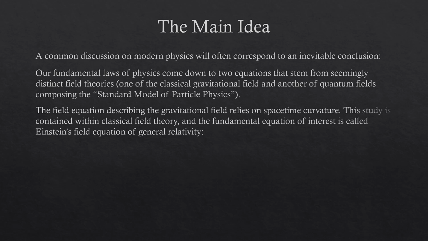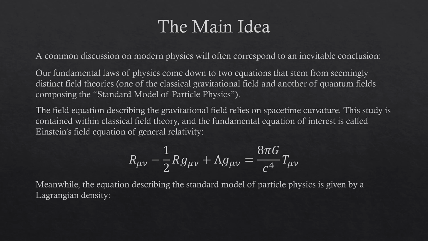The field equation describing the gravitational field relies on space-time curvature of a pseudo-Riemannian manifold. This study is contained within classical field theory, and the fundamental equation of interest is called Einstein's field equation of general relativity, taking the following tensorial component form. We have the Ricci curvature tensor components R sub mu nu minus 1/2 the Ricci curvature scalar times the metric tensor components g sub mu nu plus the cosmological constant times the metric tensor components equals 8 pi G divided by c to the 4th power times the energy momentum tensor components, showing the relationship between energy and curvature.